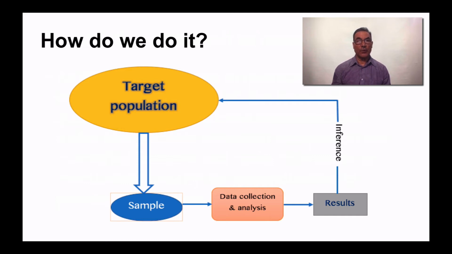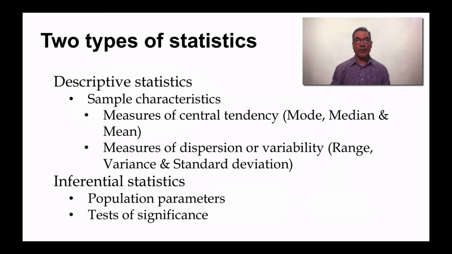Again, using some instruments, but two common instruments are questionnaires or tests or other tools that we can use in order to quantify the variables that we are interested in. And then by analyzing these quantitative data, we try to make inferences about the target population. And this is done usually through two types of statistics. One is called descriptive statistics, and the other is called inferential statistics.